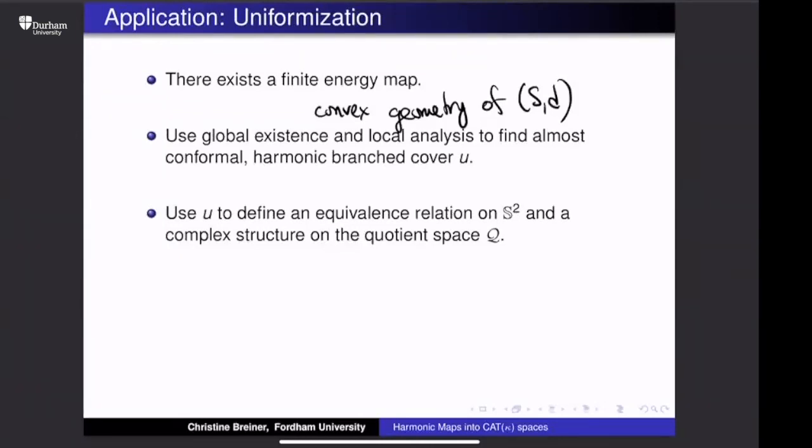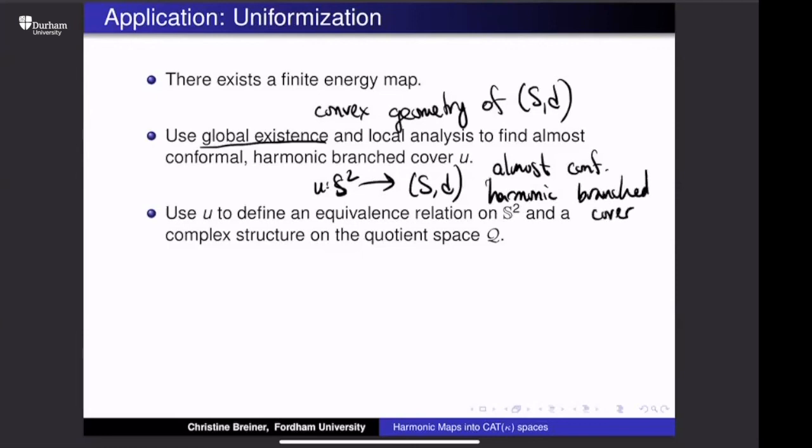It's not too difficult. Once you have a finite energy map, you use Sacks-Uhlenbeck to get an almost conformal harmonic map from the 2 sphere. So that's our global existence result. Then you use our local result, our branched covering result, to show that that map is a branched cover. So you have this map, U taking S2 to S_D, that's a harmonic, almost conformal, harmonic branched cover.